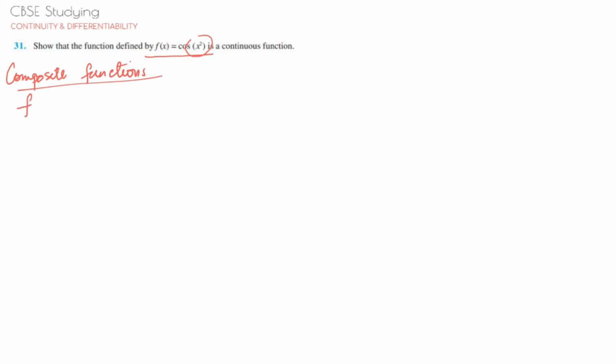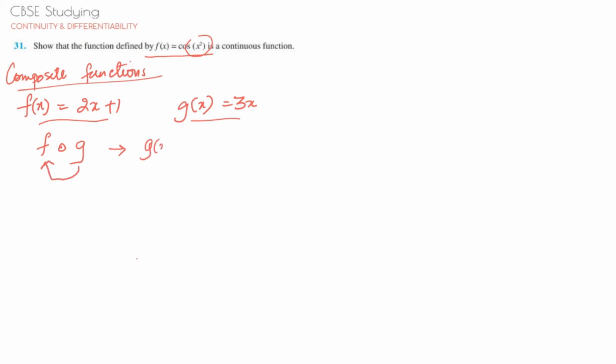So let's say I have a function f of x is equal to 2x plus 1, and g of x is equal to 3x. Okay, I have two functions, f of x and g of x, correct? Now let's say I want to do f of g. What does f of g mean? It means that I will substitute g of x in f of x. So f of g means I'm going to do f of g of x.